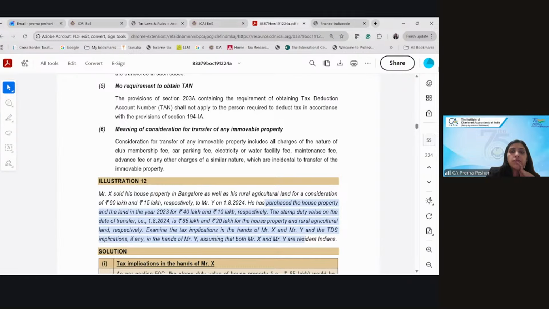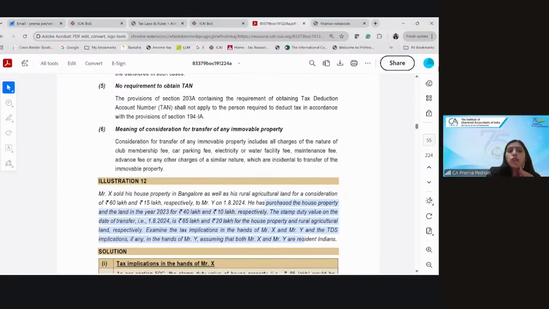Capital gain, it will be a capital gain, ma'am. Since the stamp duty value is more than 110% of the consideration, capital gain will be 85 minus 40 lakhs. And it is less than 12 months, so it will be short-term capital gain. Correct. So what is the amount of capital gains that you are saying? 85 minus 40, 45. It comes to 45.